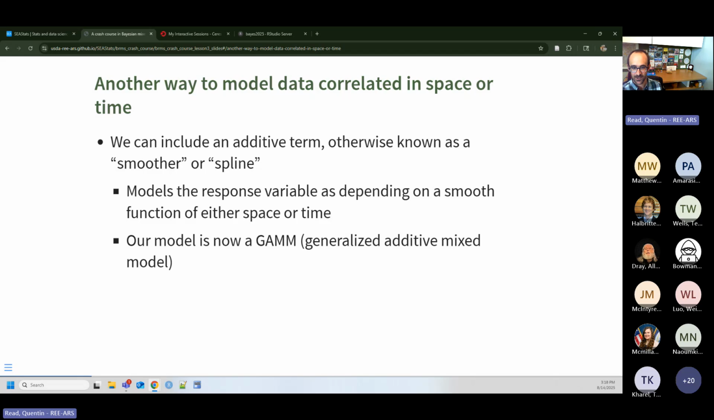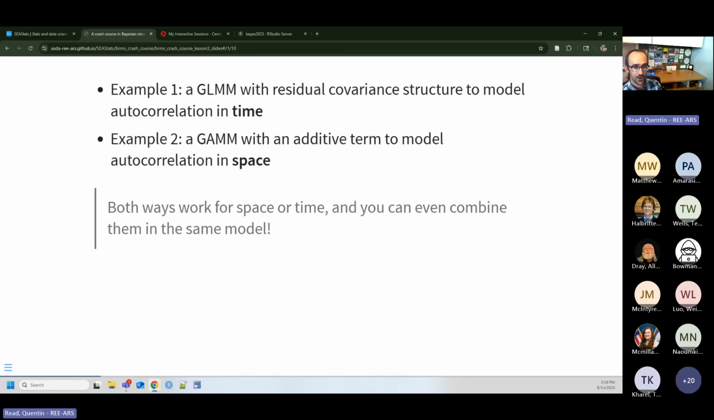That's our second example. So there are basically two approaches: model the space and time relationship in the residuals, or put it in the model itself using splines, making it a GAM. We'll go through both. Our first example will be about time, and we're going to use residual covariance in our GLMM to model autocorrelation in time. In our second example, it will be over space, and we're going to use a GAM.